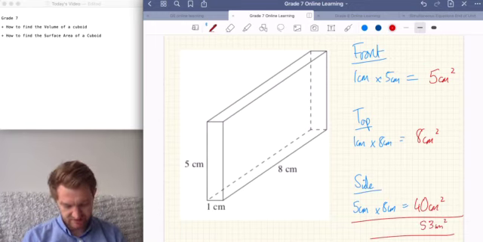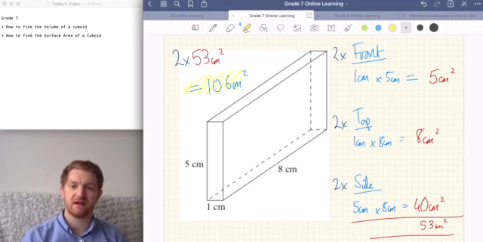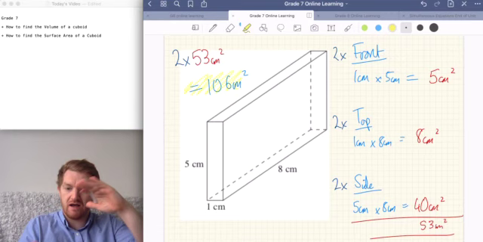But we know that we need 2 of each because we've got a top and a bottom, a left and a right, a front and a back. So we'd say 2 lots of the 53 that I have, and that would give you 106 centimeters squared. That is all of the sides added together, the area. How much space it takes to cover them.